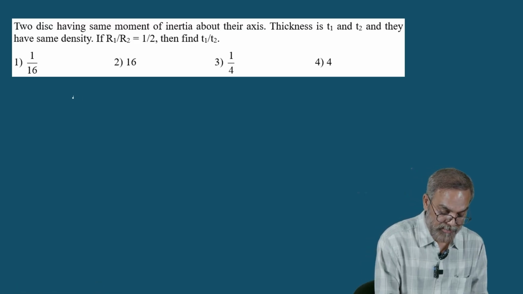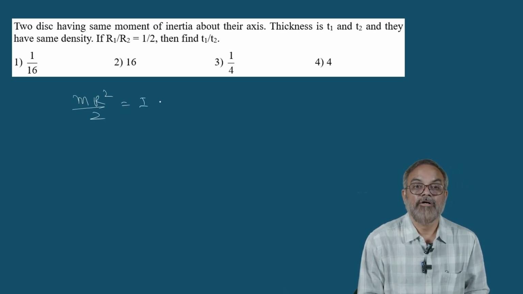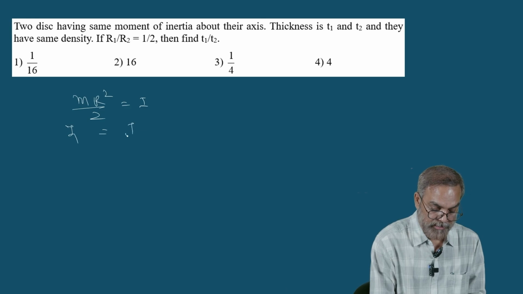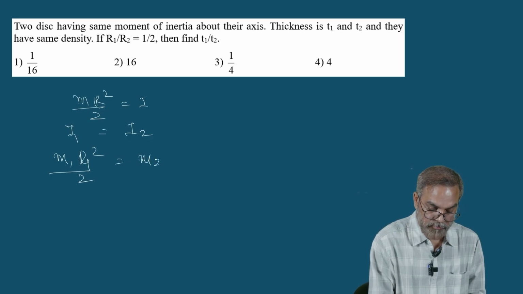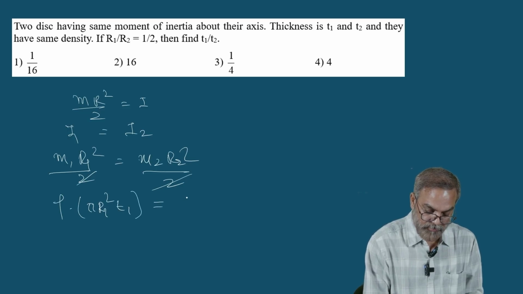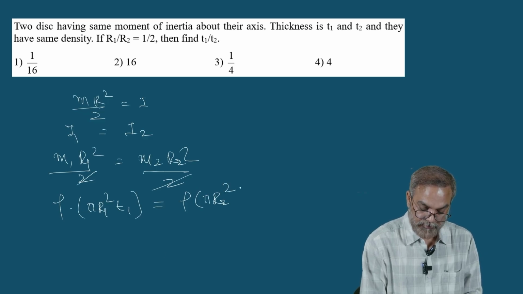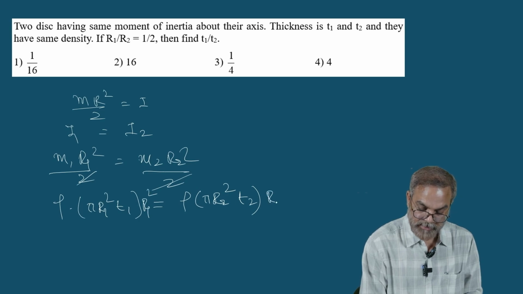So we know the moment of inertia of a disk about its axis is mr square by 2. Now it is given in the question that I1 is equal to I2. So I can write M1 R1 square by 2 is equal to M2 R2 square by 2. Mass I can write in terms of density multiplied by volume, which will be pi R1 squared T1 times rho, same density, pi R2 square into T2, multiplied by R1 square and R2 square.